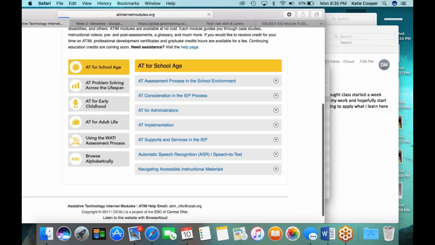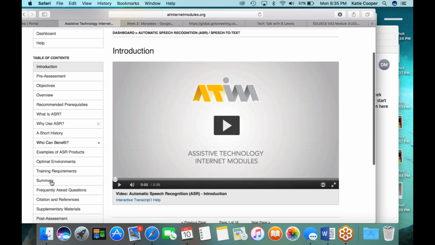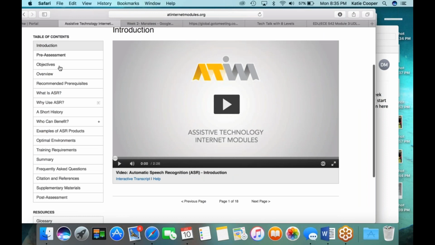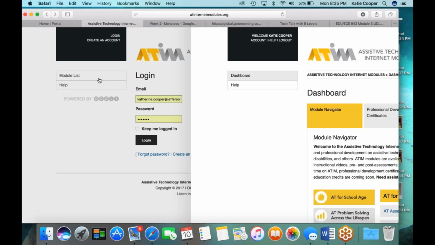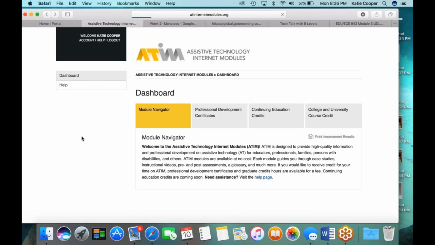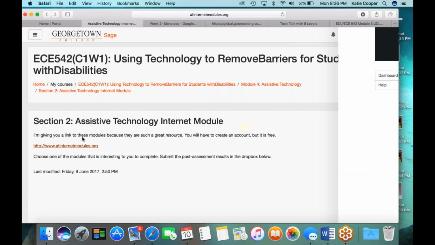Go through the module. If you open them up, you can see they follow a pretty specific pattern. There's a pre-assessment and objectives, and when you get to the post assessment, you can take a screenshot. I think it might even let you download it, and then you put the post assessment into the Dropbox on Moodle. So it's kind of a choose-your-own-adventure module, because I couldn't decide which one would be the best, and I figured you guys could pick.